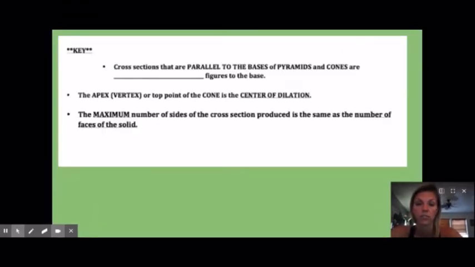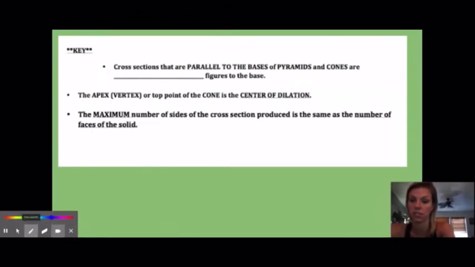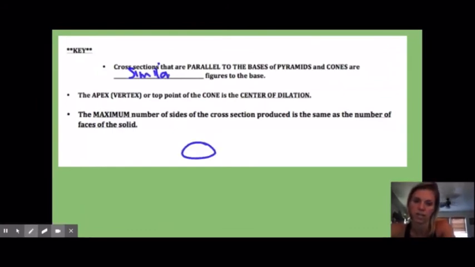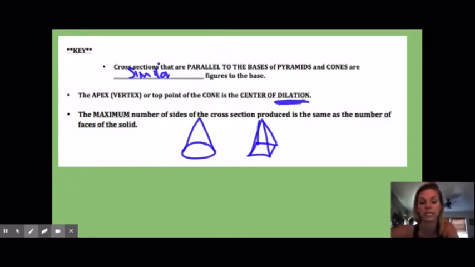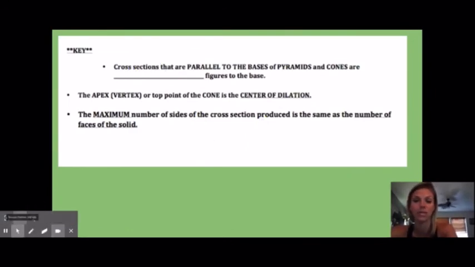Okay, so the key thing: cross sections that are parallel to the bases of pyramids and cones are not congruent, but they are similar figures. So if I have, again, a cone or a pyramid, those cross sections aren't the same size, but they're similar. And we learned about similarity and dilations this year, which means that you could probably set up a proportion and solve for missing sides, which we're going to have to do in a minute.